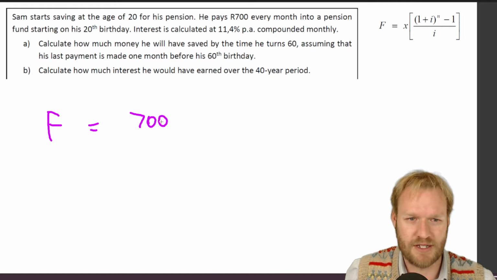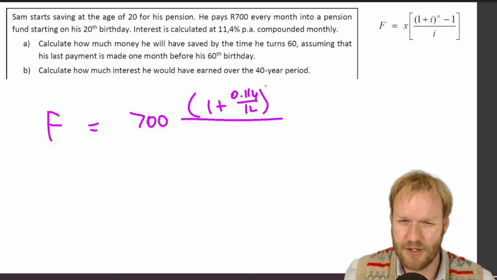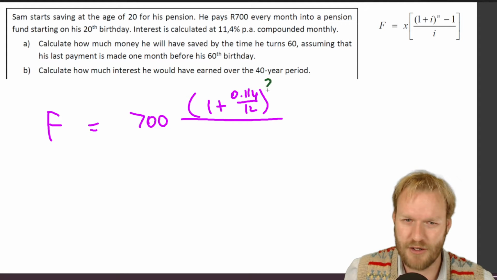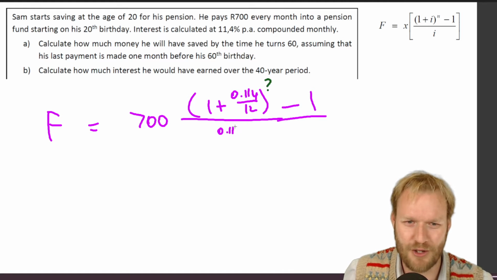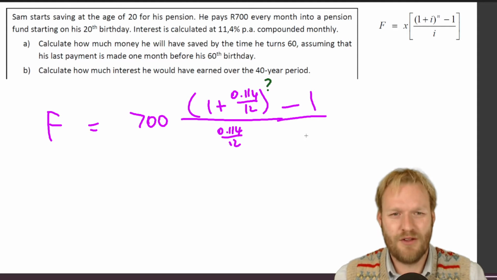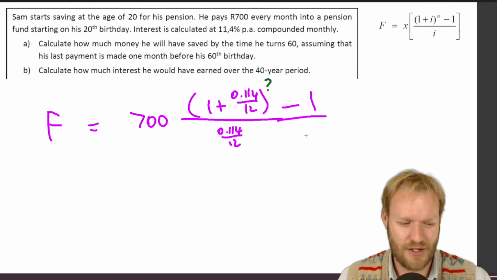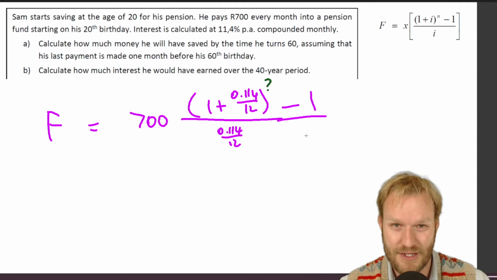Okay, well, he's putting 700 Rand in each time. We've got 1 plus the interest rate, 0.114 over 12, because it's done monthly. And I'm going to leave the N because that's going to be a nice question mark that we're going to come to now. And we've got our bracket minus 1. It's almost easy to forget that, but I said, come on, we're going for it on this one. 0.114 over 12. Okay, so the question is, what is that question mark? How many compounding periods are there in this time?